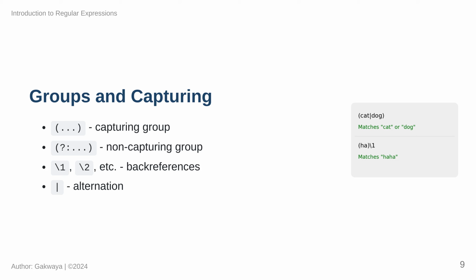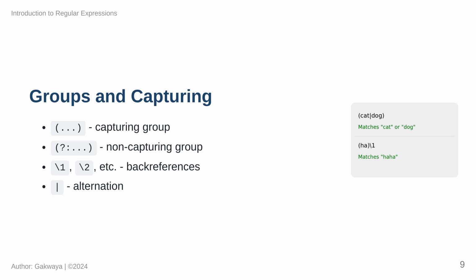Groups serve multiple purposes in regular expressions. First, they allow us to apply quantifiers to multiple characters at once. Second, they capture the matched text for later use. These are called capturing groups. When you put parentheses around part of your pattern, that creates a group.